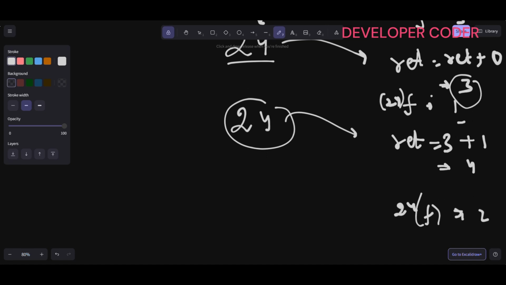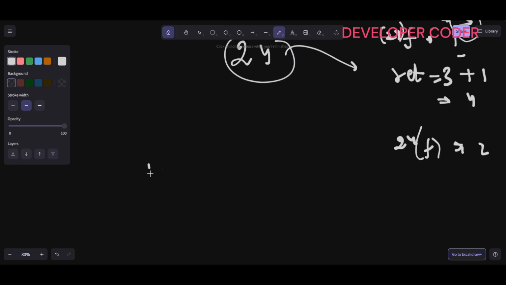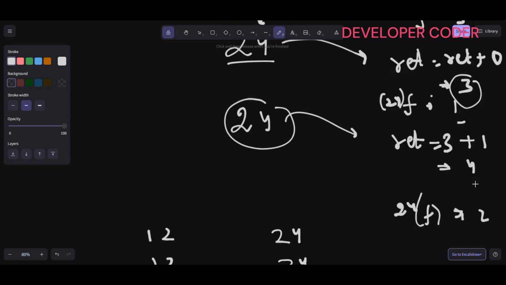Okay, so here see 12 you are seeing 3 times, and 24 you are seeing 2 times. So in the end what you are returning is nothing but 4. Okay, how is this 4 coming?